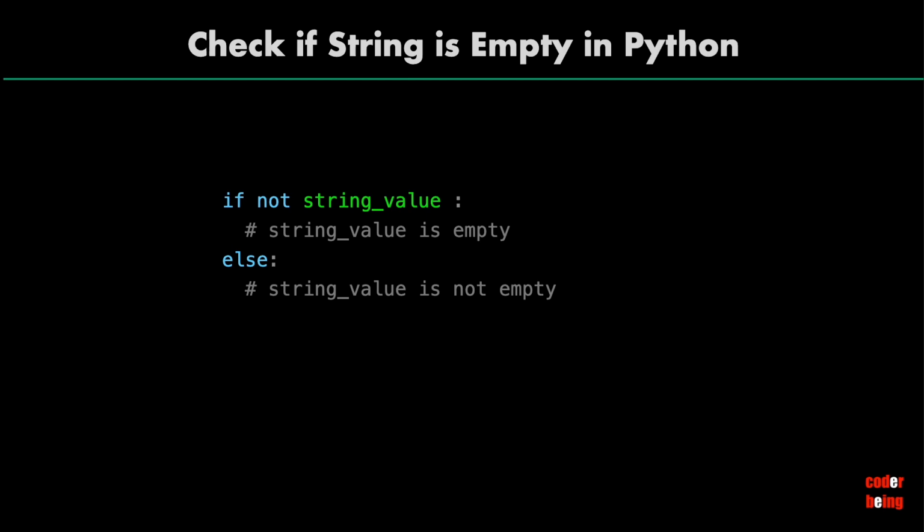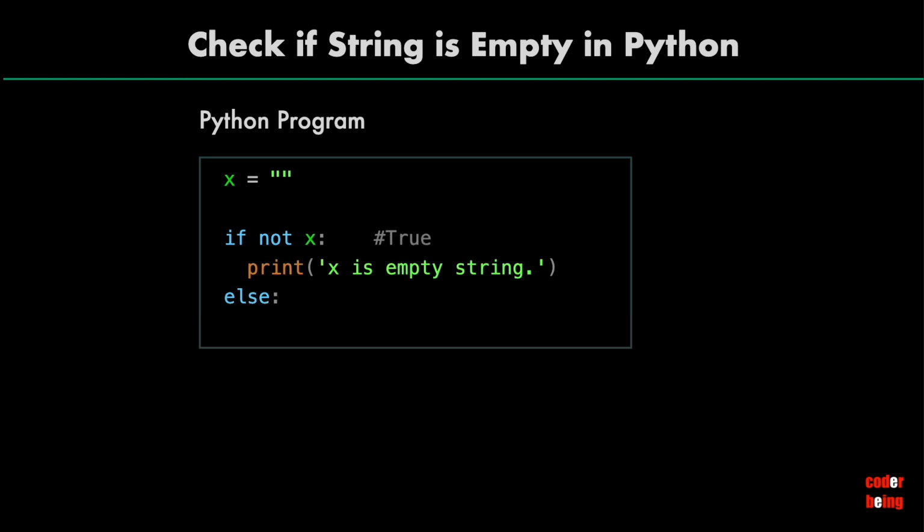If you would like to have the if block execute when the string is empty, you can use not operator before the string value, as shown. Not string value is the condition and returns a Boolean value. With this modification, if the string value is empty, the condition is true and the if block executes. If the string is non-empty, the condition is false and the else block executes.